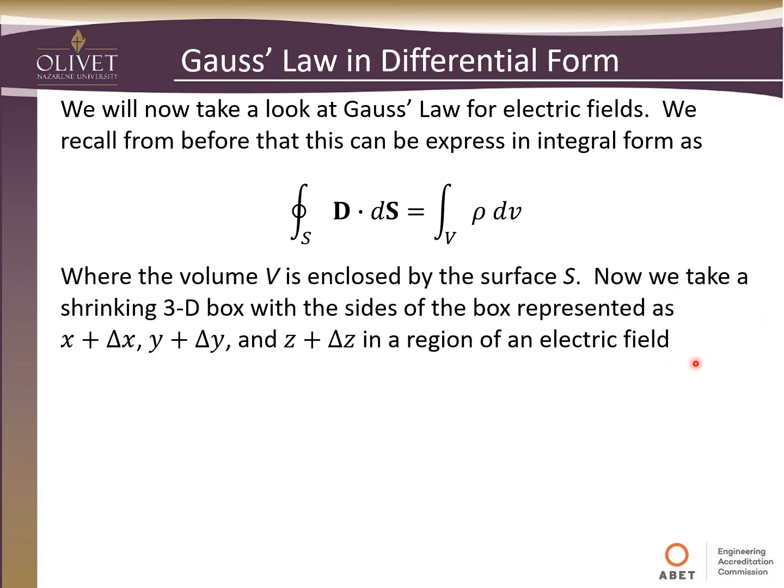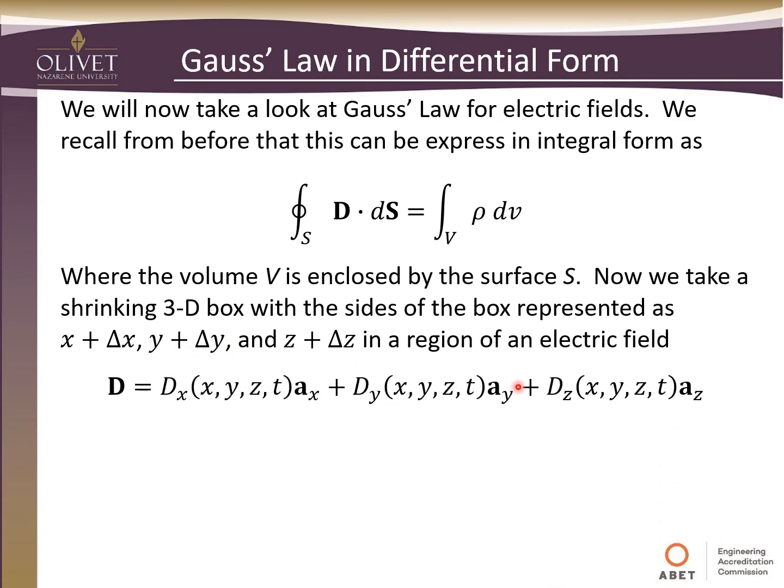So for our discussion today, we're again saying the volume is what's enclosed by S. So we're going to take a shrinking 3D box this time for our volume and surface. So we'll have the sides represented by x plus delta x, y plus delta y, and z plus delta z. So if we do that, we'll also consider this field in x, y, and z, and we're going to say this is the general form definition of the displacement vector right here.